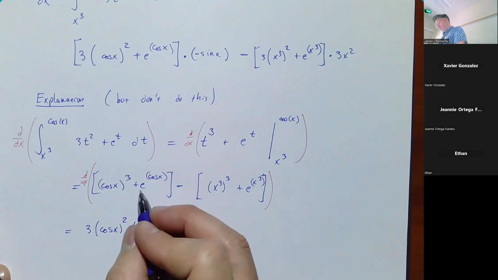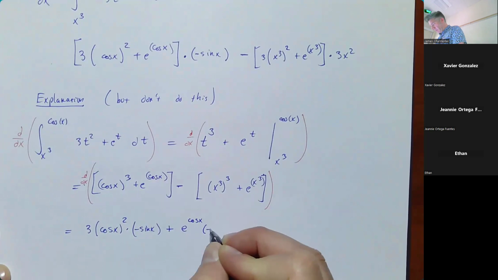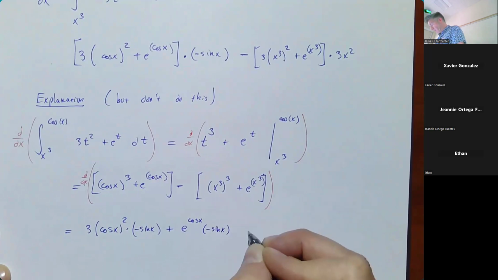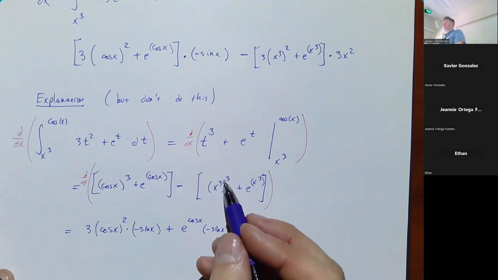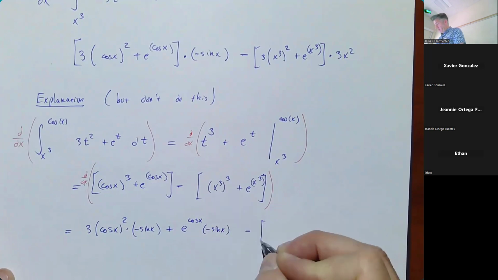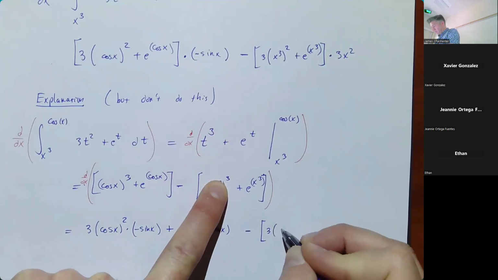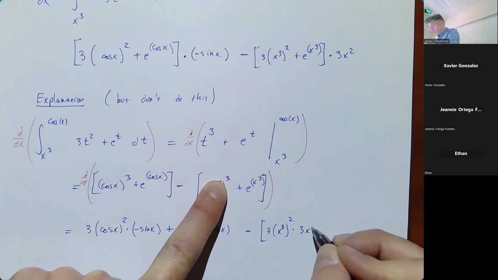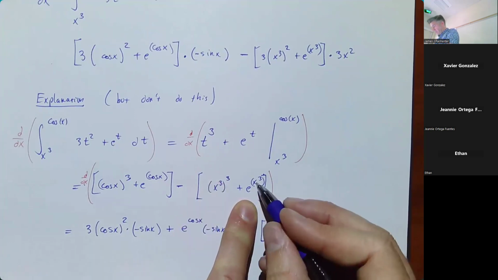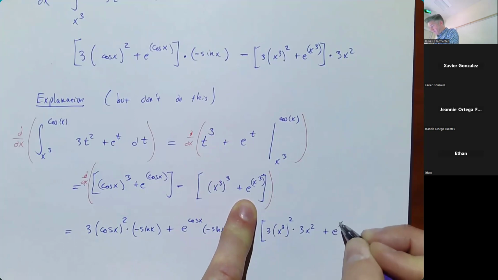Plus the derivative of e to the stuff is e to the stuff times the derivative of the stuff. Minus, you could simplify this as x to the 9th, but I'm going to use the chain rule and say the derivative of x cubed cubed. Well, the derivative of something cubed is 3 times my something squared times the derivative of the inside, which is 3x squared. The derivative of e to the x cubed is the derivative of e to the stuff, and the derivative of e to the stuff is e to the stuff times the derivative of the stuff.